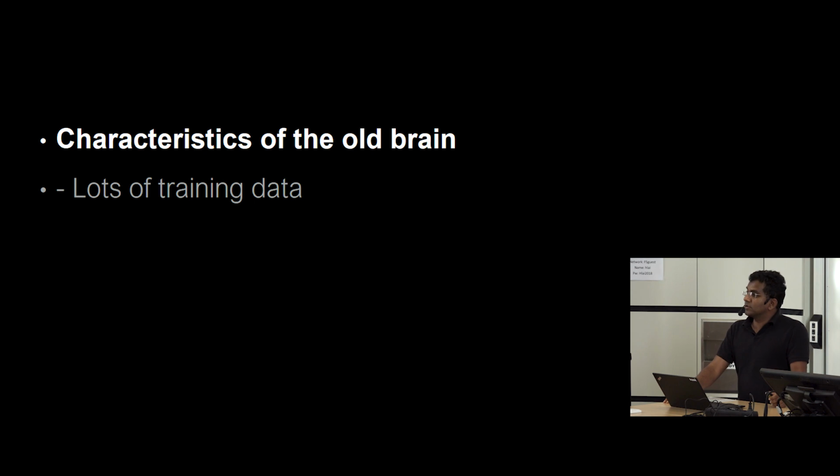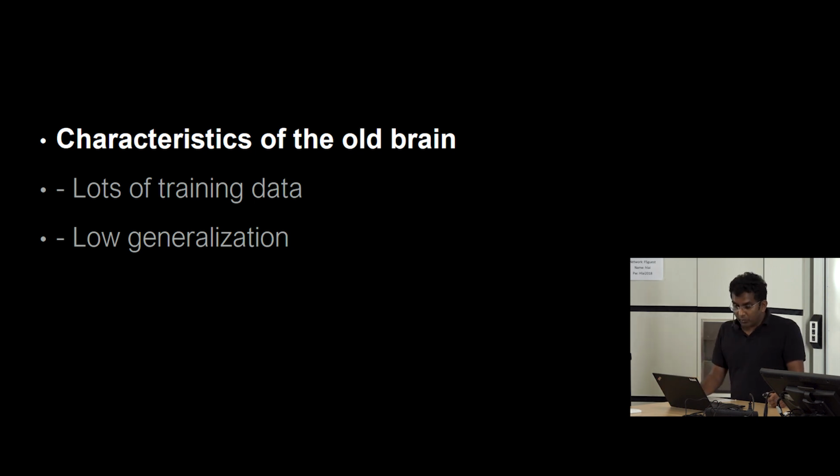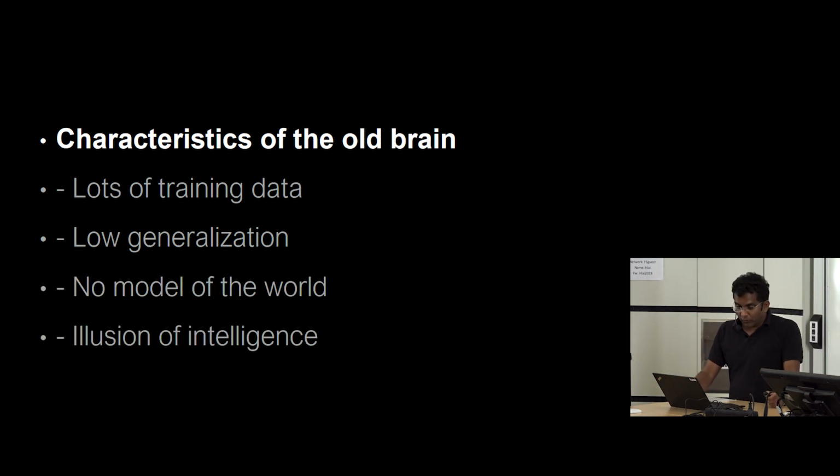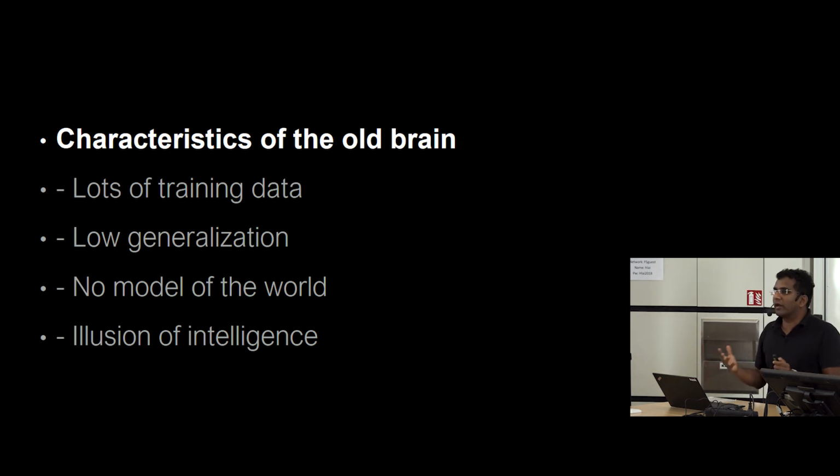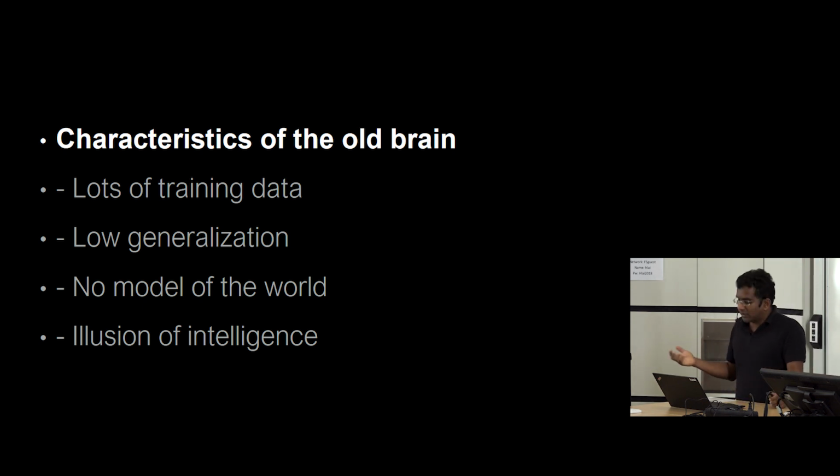So some of the characteristics of the old brain are, one, it needs lots of training data. It generalizes very poorly. The training is over evolutionary time scale. So evolution is the thing that is training these models up. It doesn't have a model of the world, and it gives rise to this illusion of intelligence. Most of the intelligence that we are ascribing to this, the intelligence is in us. We are anthropomorphizing many of the behaviors as, oh wow, look, that looks so clever. It's actually just reactive circuits inside them.